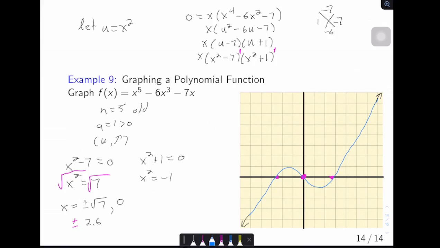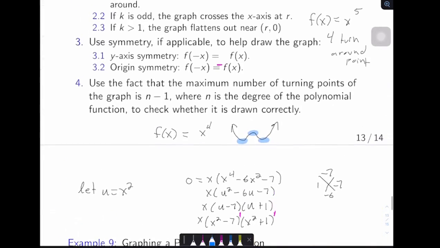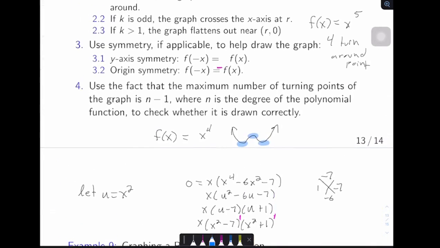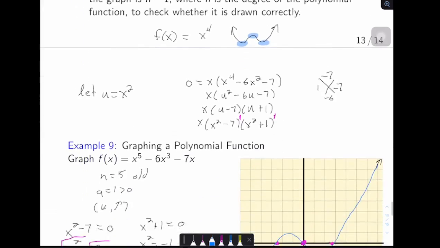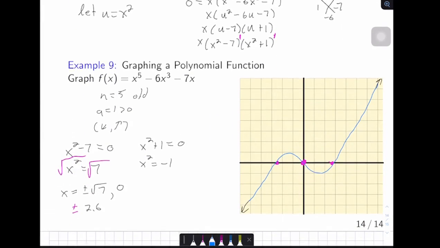Yes, that one thing I just said right up here, use the fact that the maximum number of turning points of a graph is n minus 1. It doesn't mean that it has exactly that many. That just means that that's the maximum amount. So since our highest power here is a 5, we're going to have up to 4 turnaround points. But since 2 of those came from an imaginary number, we only have 3. And there's our graph. All right, folks. 32 minutes of video. We can stop there.